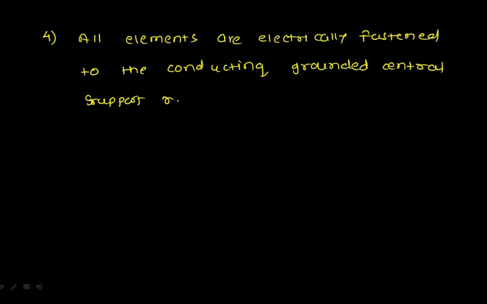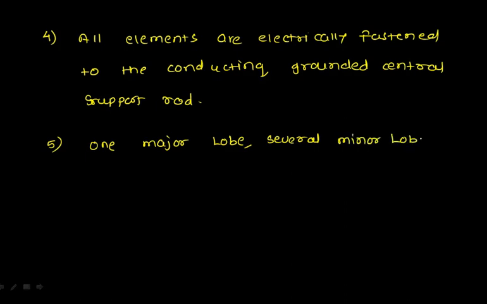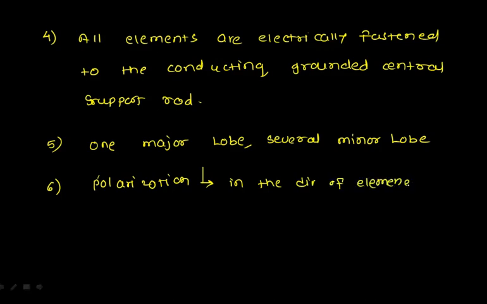So this will be the rod, and when you go for the 5 element, you will observe one major lobe and several minor lobes, because you are using 5 elements. Each and every antenna will radiate, the parasitic elements will radiate. Now polarization: as we have discussed, your polarization here will be in the direction of the element axis.